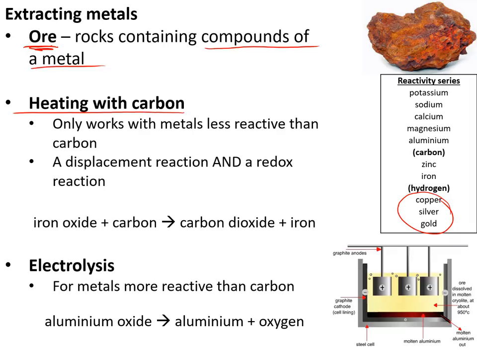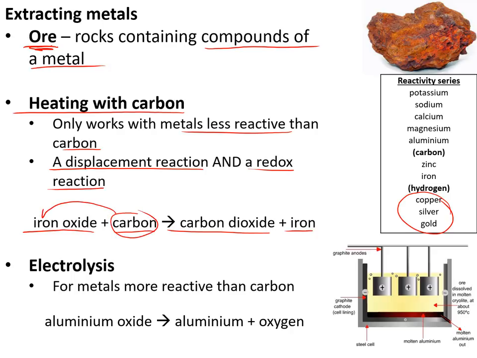This only works for metals that are less reactive than carbon, and it is both a displacement reaction and a redox reaction. For example, if we take some iron oxide and heat it very, very strongly with carbon, we make carbon dioxide and iron. This is a displacement reaction because the carbon displaces the iron because it is more reactive than the iron. You can see carbon is here in the reactivity series. Iron is here. It is also a redox reaction because the carbon gains oxygen and ends up being oxidized, and the iron loses oxygen, so it gets reduced.